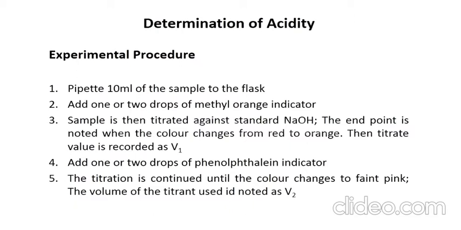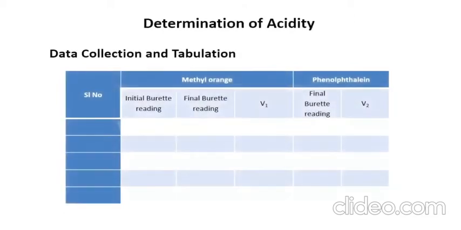Add 1 or 2 drops of phenolphthalein indicator. The titration is continued until the color changes to faint pink. The volume of the titrant used is noted as V2. Data collection and tabulation is shown in the table.